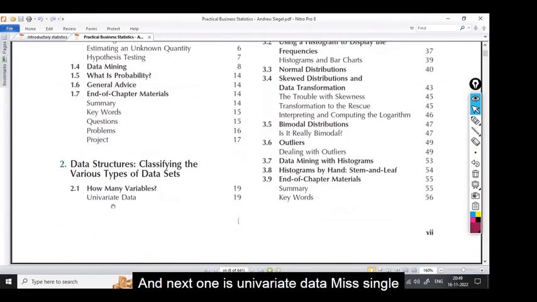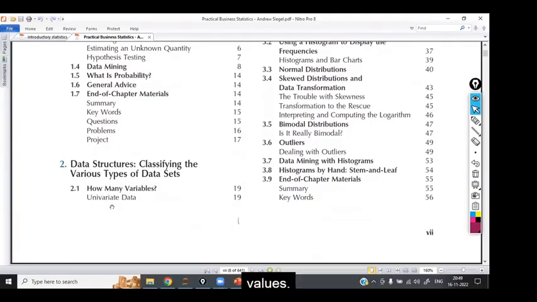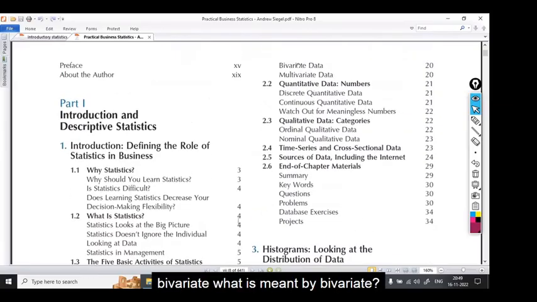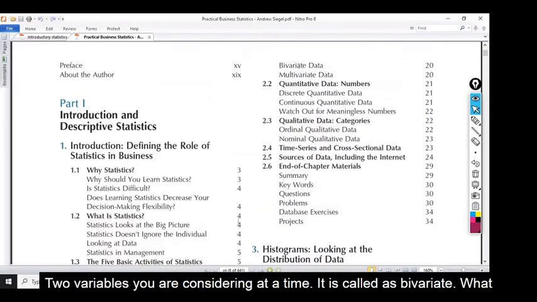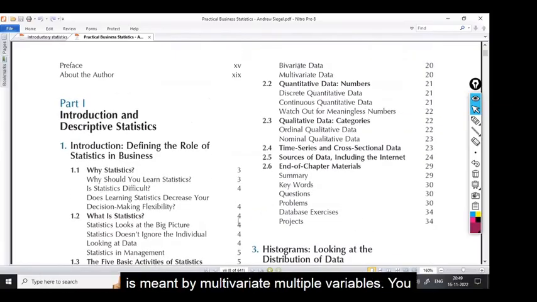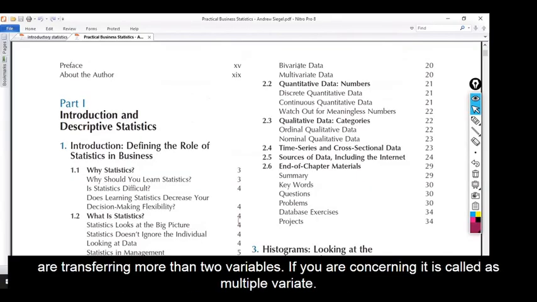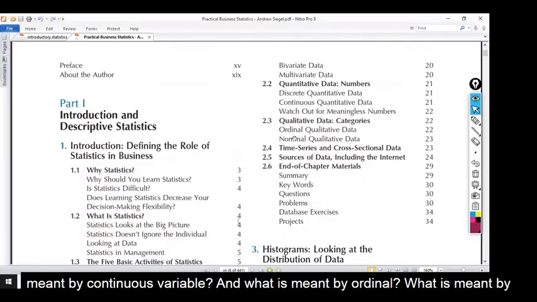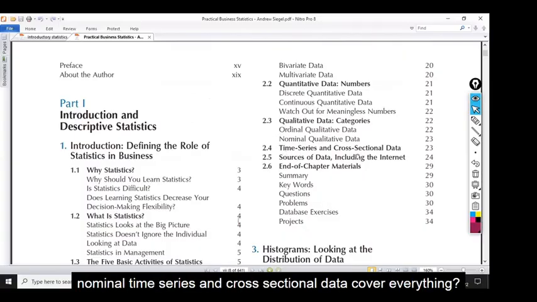And next one is univariate data, means single values. Next, bivariate. What is meant by bivariate? Two variables you are considering at a time is called bivariate. What is meant by multivariate? Multiple variables you are considering, more than two variables, is called multivariate. And I have told you what is meant by discrete variable, continuous variable, ordinal, nominal, time series, and cross-sectional.